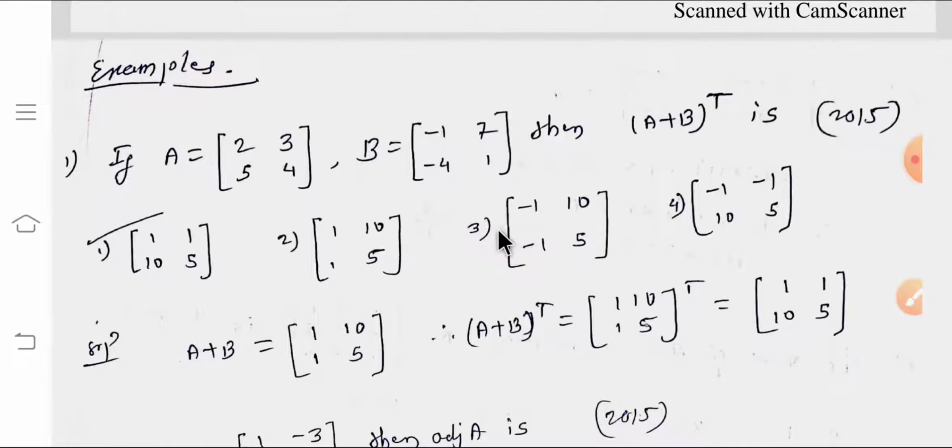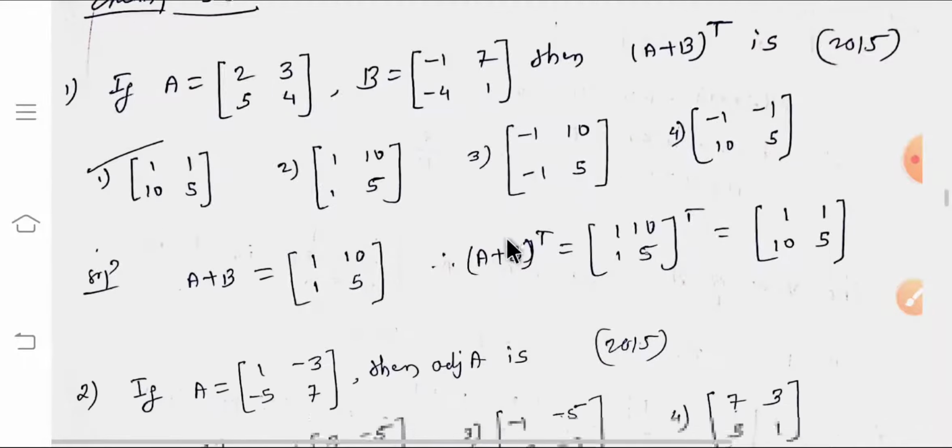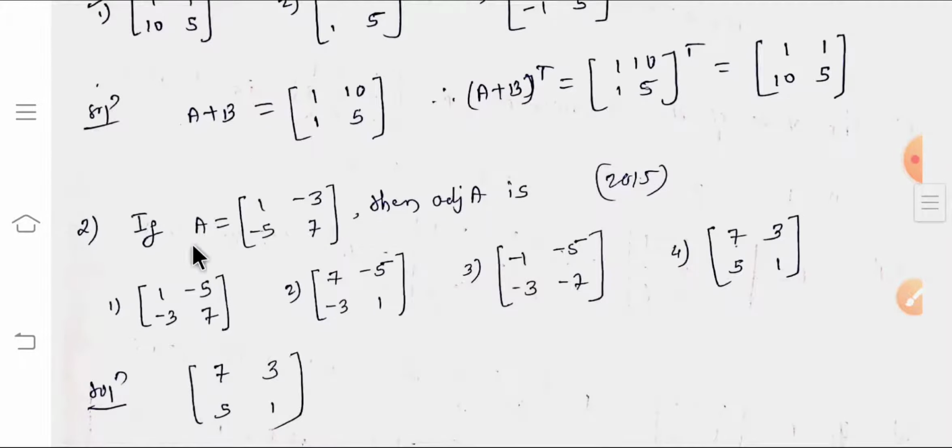So in the first example, A plus B transpose means interchanging rows into columns and columns into rows. Next example: if A equals the matrix [1, -3; -5, 7], then what is the adjoint of A? The options are given.